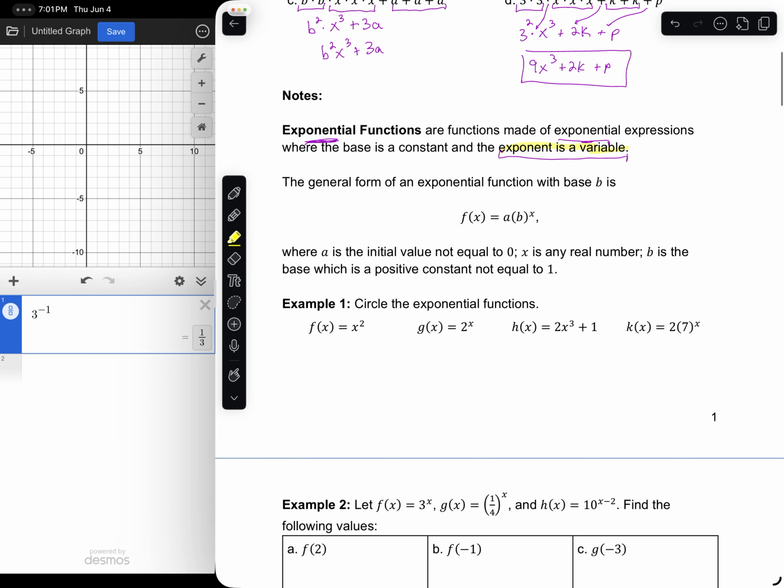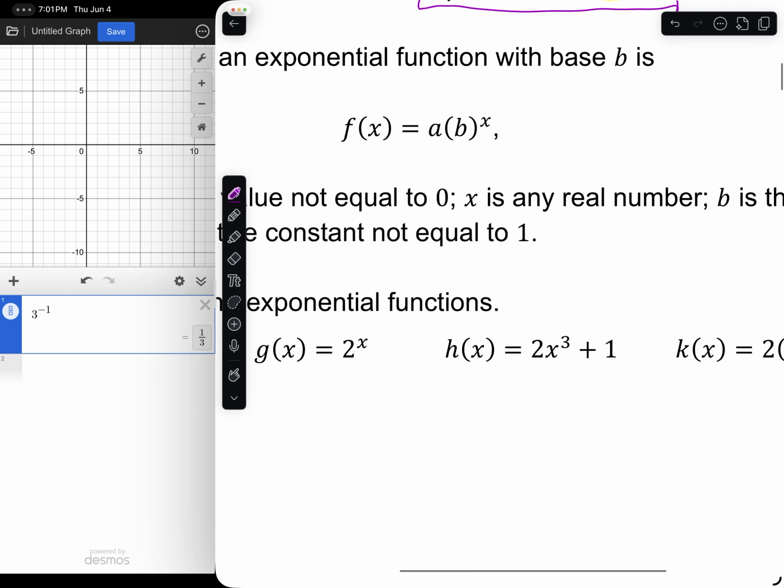All right, so where's the x located? The variable. Remember, f of x is just kind of like a y. And then the x is located in the exponent. An example could be 3 times 2 to the x. That's an exponential because x is in the exponent. So that's where it gets the name exponential from. X is in the exponent.